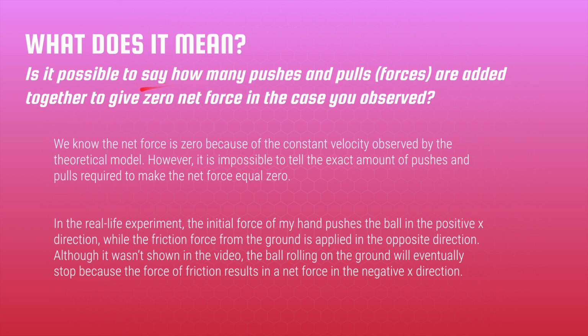So what does it mean? Is it possible to say how many pushes and pulls, forces, are added together to give zero net force in the case I observed? So we know that the net force is zero because of the constant velocity observed by the theoretical model, but it's impossible to tell the exact amount of pushes and pulls required to make the net force equal zero. In the real-life experiment, the initial force of my hand pushes the ball in the positive x direction, while the friction force from the ground is applied in the opposite direction. Even though it wasn't shown in the video, the ball rolling on the ground will eventually stop because the force of friction results in a net force in the negative x direction.